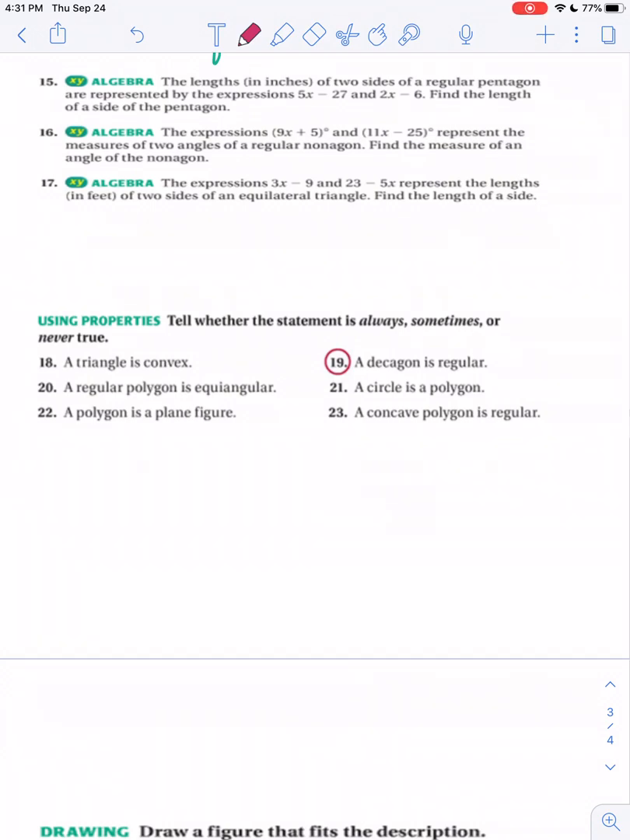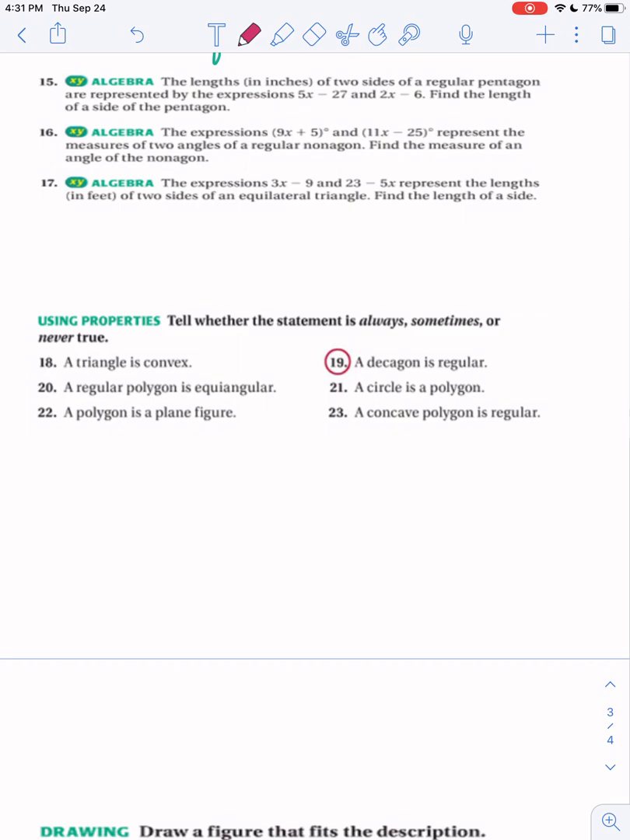This is Honors Geometry Lesson 1.6 Polygons. Let's try a couple practice problems. In number 15, it says the lengths in inches of two sides of a regular pentagon. Regular, we remember, means it's equiangular and equilateral. So we can assume all the sides have the same lengths, all the angles have the same measure. Are represented by the expression 5x minus 27 and 2x minus 6.